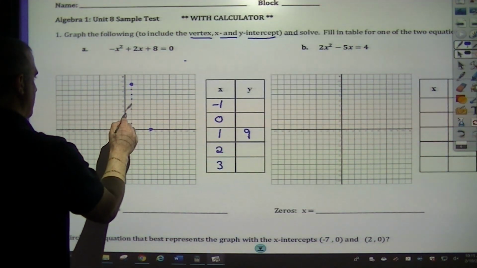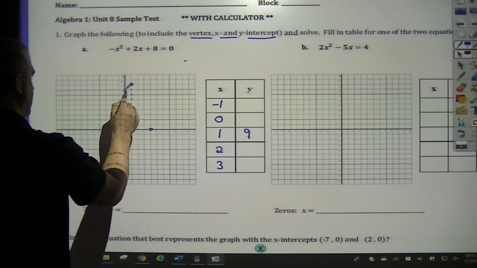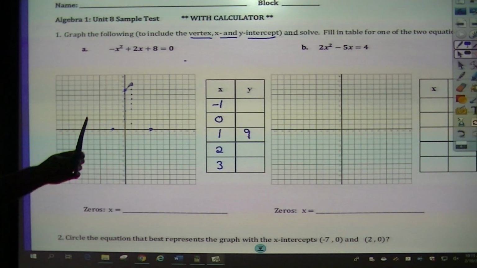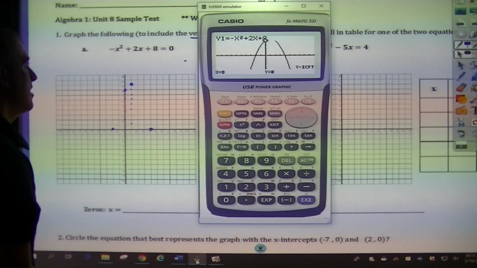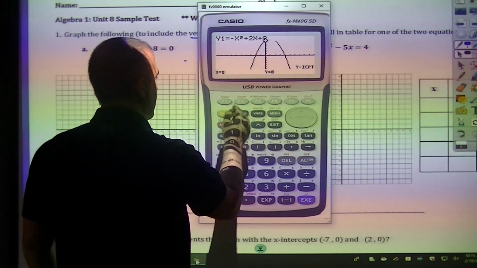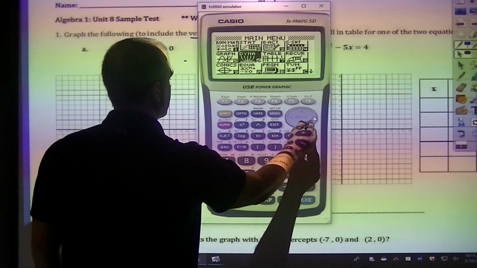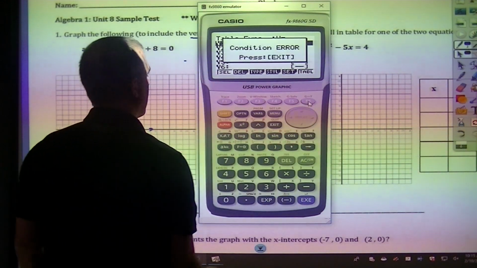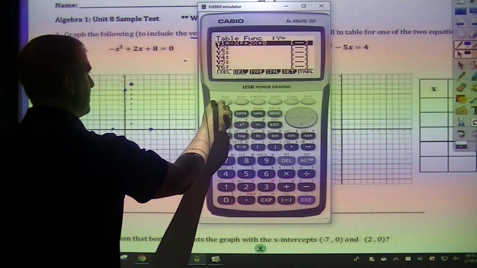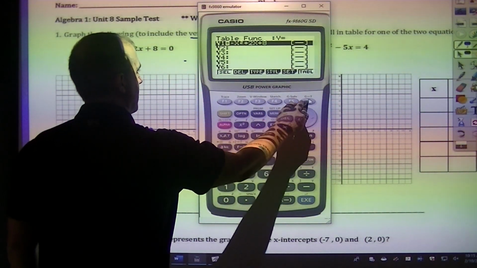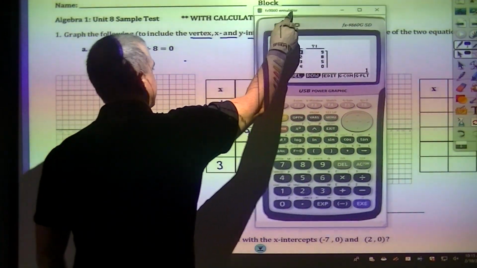1, 2, 3, 4, 5, 6, 7, 8. Okay? All right, now I want to graph these other points. So what I'm going to do for that is I'm just going to go to menu and go over to the table. I've got to hit select F1. Okay? All right? And now I can actually put in these table of values.